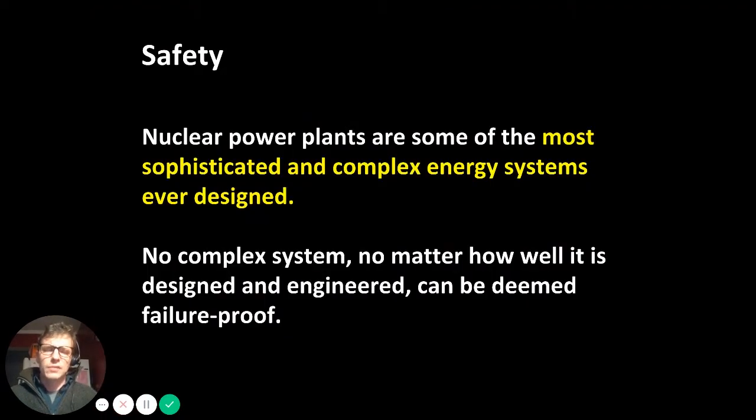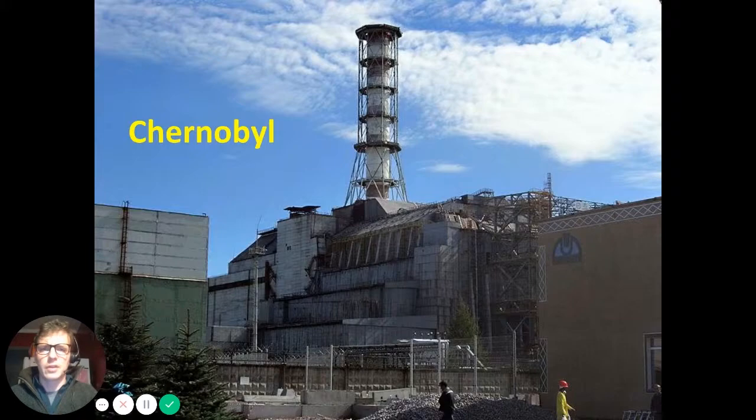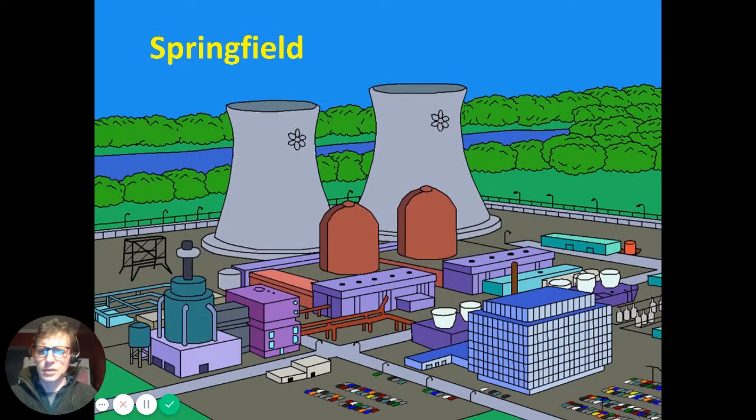The safety of nuclear power plants is obviously an important concern. These are some of the most sophisticated and complex energy systems ever designed. And the reality is that no complex system, no matter how well it's designed and engineered, is failure-proof. And there have been a few high-profile accidents at nuclear power plants, including Three Mile Island in the United States, Chernobyl in the Soviet Union, the Fukushima Daiichi plant in Japan, and then of course Springfield.